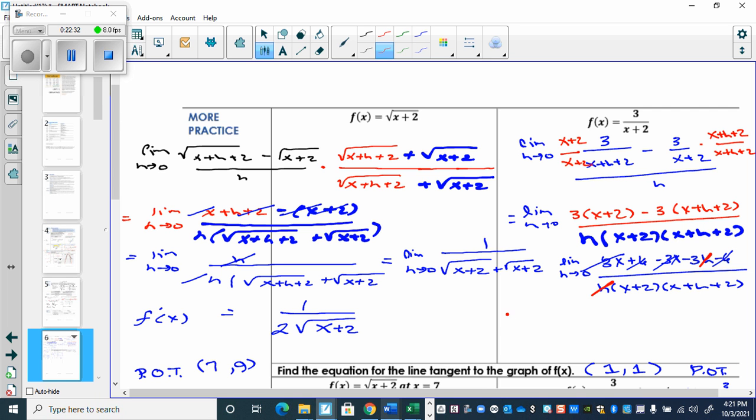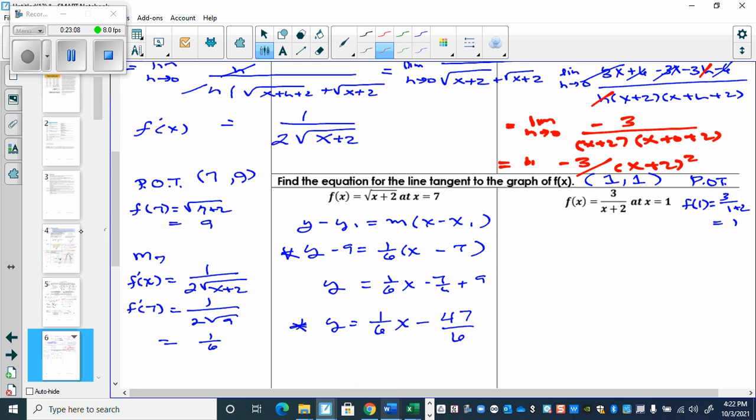And I get the limit as h goes to 0 of negative 3 over x plus 2, this group, times x plus 0 plus 2. And you can see it's just two x plus 2's, and this limit equals negative 3 over x plus 2, squared. So if you need to go back through and work with that, please do. But that is literally your derivative.